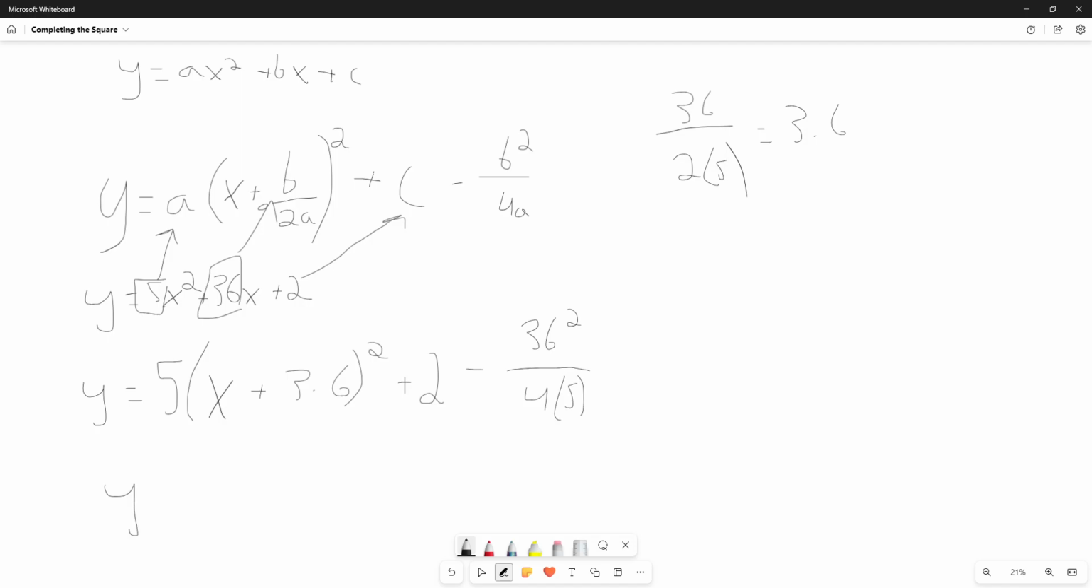Now if we just simplify it at the end, y equals 5 times (x plus 3.6) squared, and then we have 2 minus 36 squared divided by 20, which gives you minus 62.8.